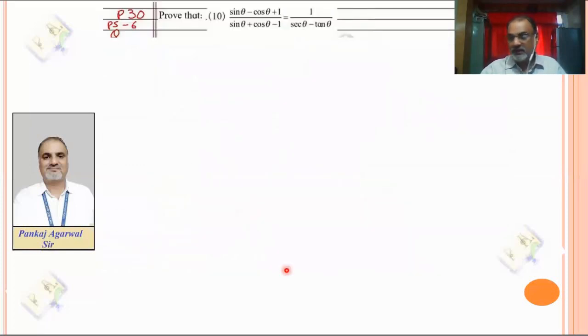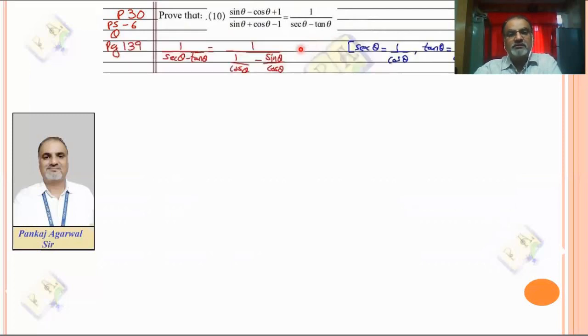Last question for today, P30. Prove that sine theta minus cos theta plus 1 whole upon sine theta plus cos theta minus 1 equal to 1 upon sec theta minus tan theta. Now, LHS is sine and cos, while RHS is sec and tan. So we cannot solve it directly. So what we'll do is start with the right side, 1 upon sec theta minus tan theta.